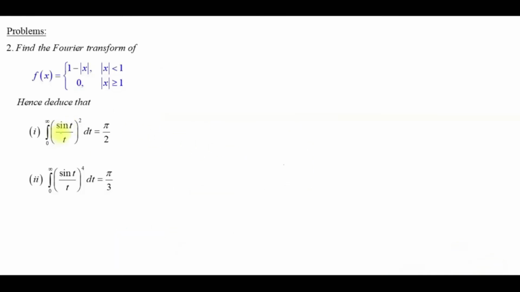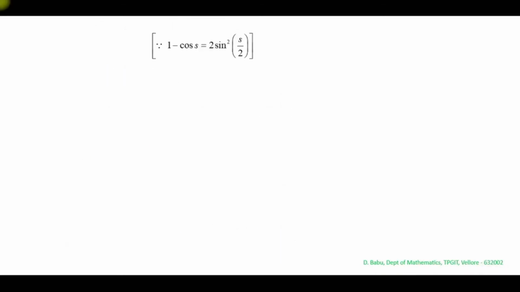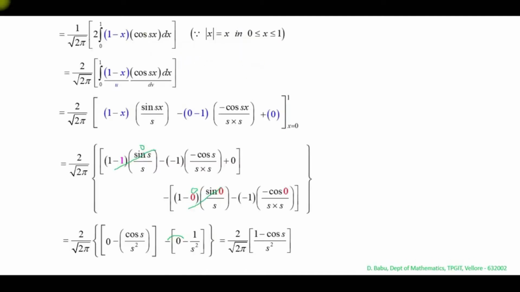But the deduction is in terms of sine only. Therefore we need the Fourier transform in terms of sine only. So we have to convert this 1 minus cos s into sine. We know that 1 minus cos s equals 2 sine square s by 2. So substitute: 2 divided by square root of 2 pi, 2 sine square s by 2 divided by s square.